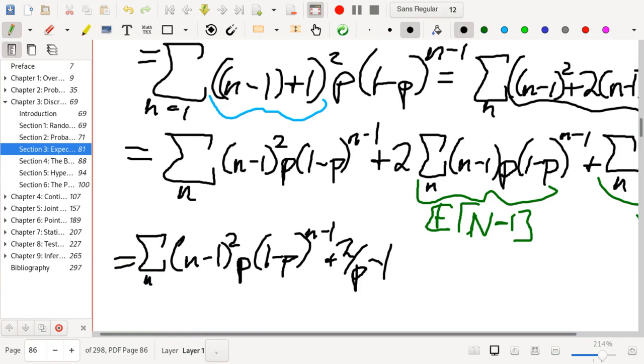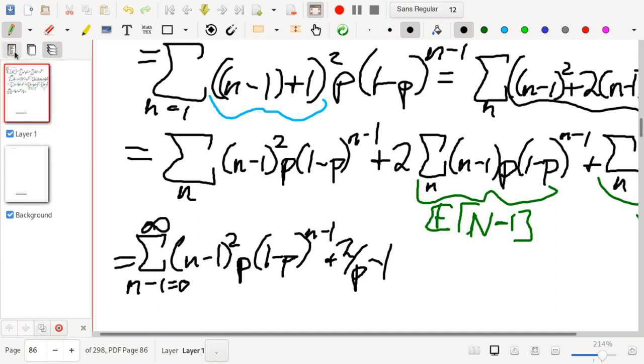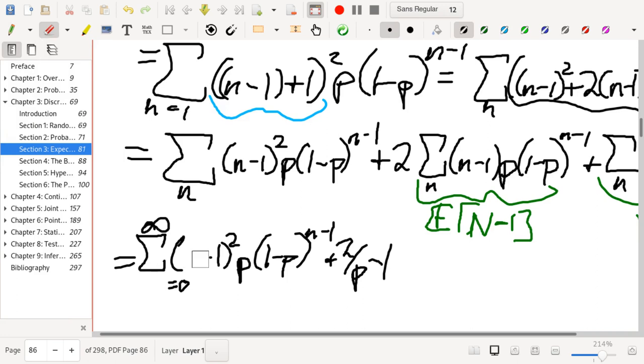All right, let's write in again what I have been omitting this whole time. That this is a sum from n equals 1 to infinity. But we're going to re-index this and say, well, actually, this is the same as saying n minus 1 equals 0 to infinity. All right. And then replace all of those n minus 1s with, let's say, j. And say this is j equals 0 to infinity. So we get j squared.